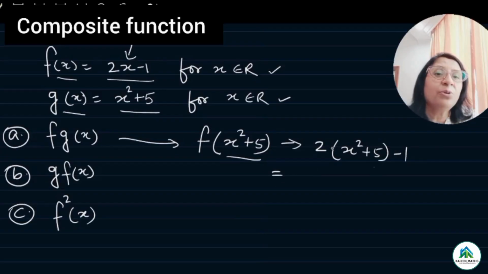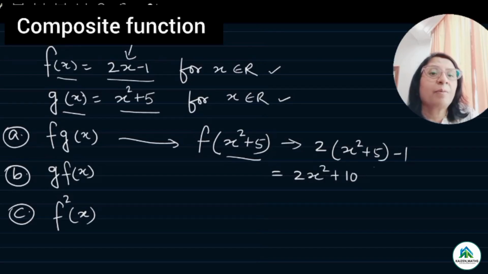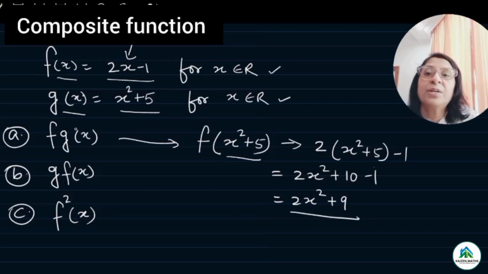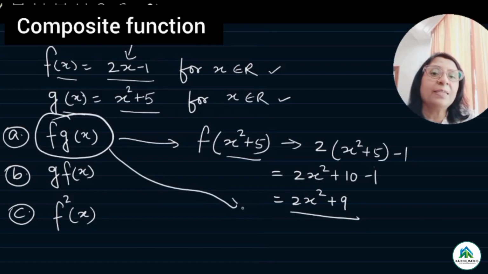Is equal to, multiply this. So 2x square plus 10 minus 1, right? Now equal to 2x square plus 9. So this is our f of g of x. Okay. So now your answer is this.